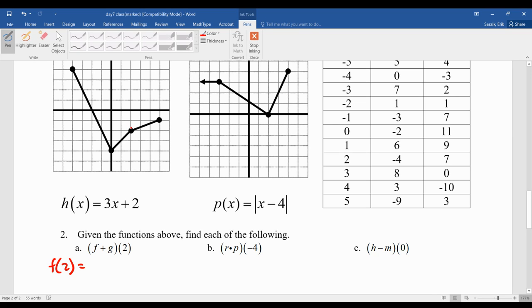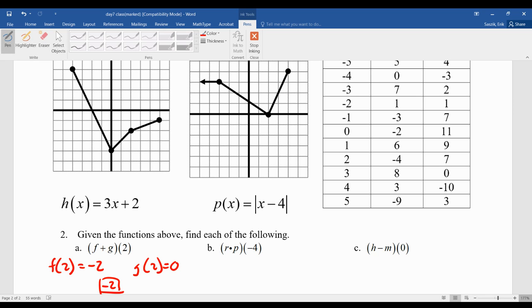The y value here is negative 2. G of 2 is over here. That's a y value of 0. I add those together, I get negative 2. Okay, let me erase that.